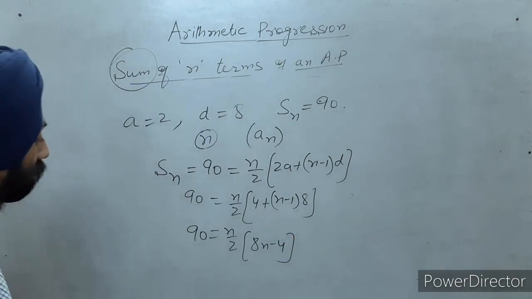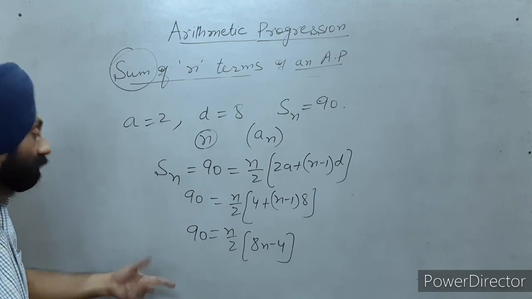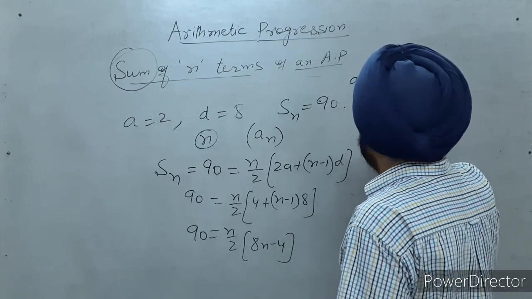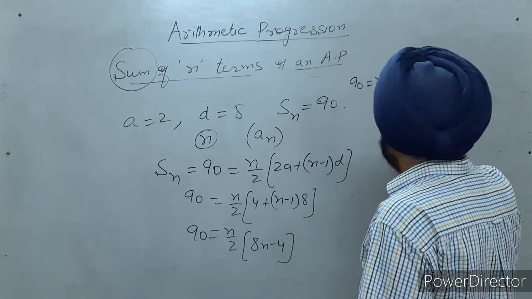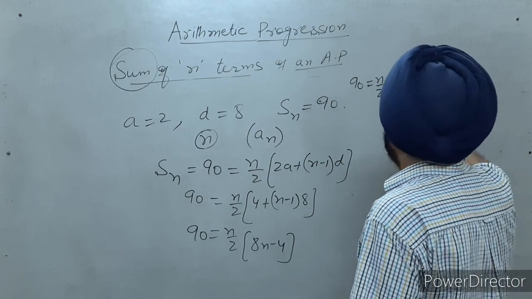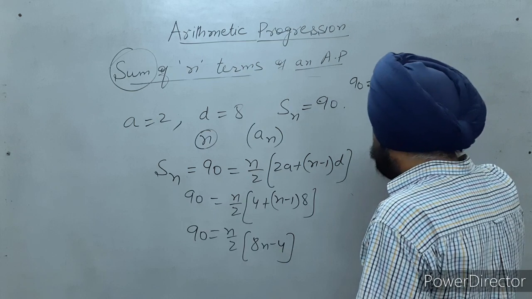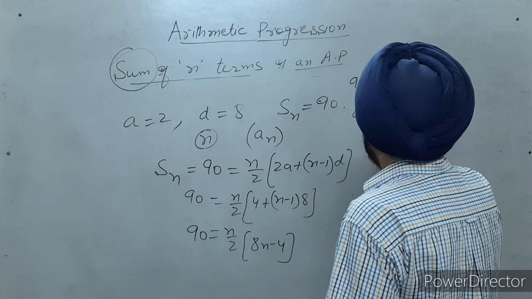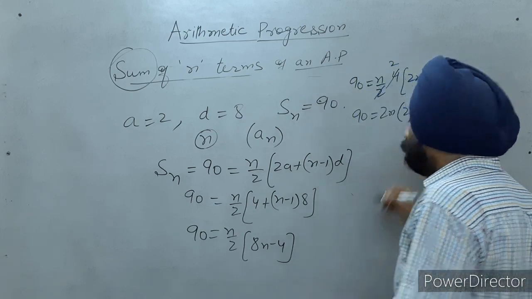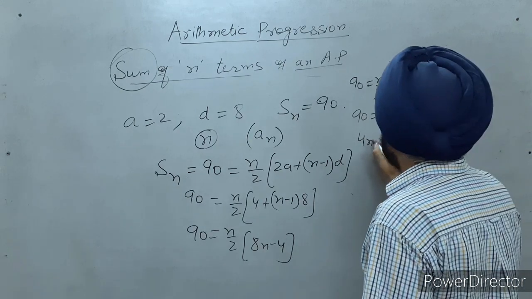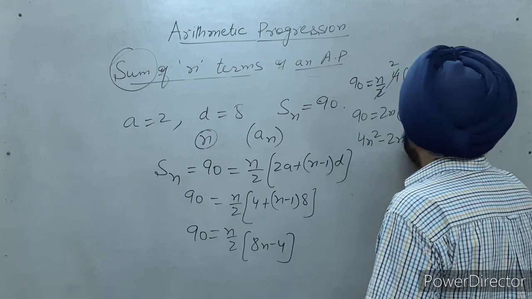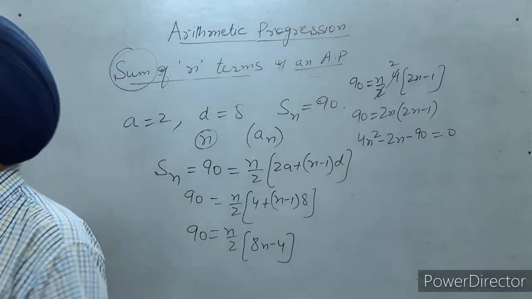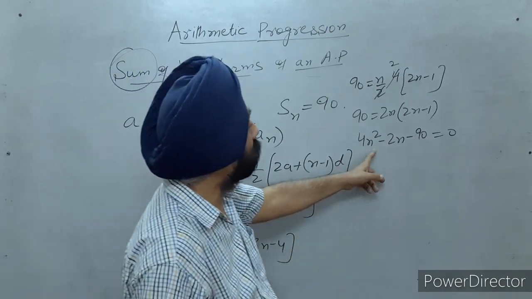Now we have to solve this equation for n. How can we solve it? Take 2 common from here. 90 equals n by 2; I take 2 common out of here. Sorry, I take 4 common from here. So I get 2n minus 1. This cancels, so I get 90 equals 2n into (2n minus 1). Open the brackets: 4n square minus 2n minus 90 equals 0. It becomes a quadratic and now we will solve this equation for the value of n.